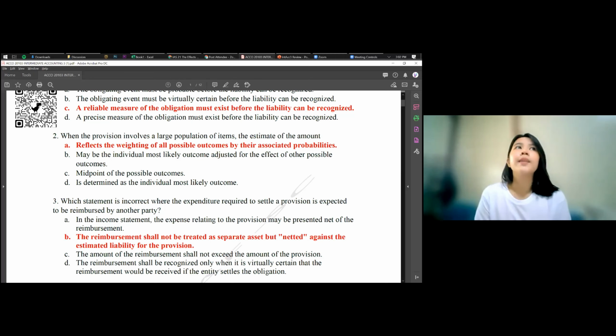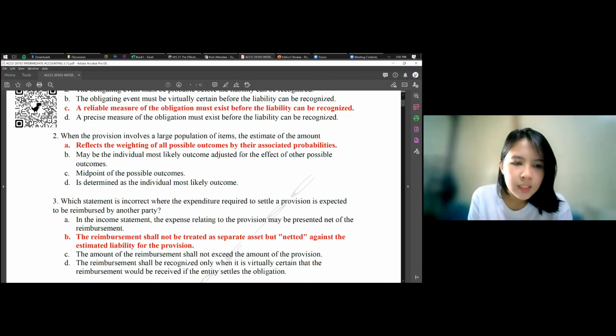So I'm doubtful kasi naka-state expressly sa standard na dapat i-present mo siya separately. Present mo separately yung asset and yung liability. Hindi mo siya pwedeng i-net. Okay. So, the amount of the reimbursement shall not exceed... Okay. Sige, given na yan. Since reimbursement siya, it must only cover the amount of the provision.